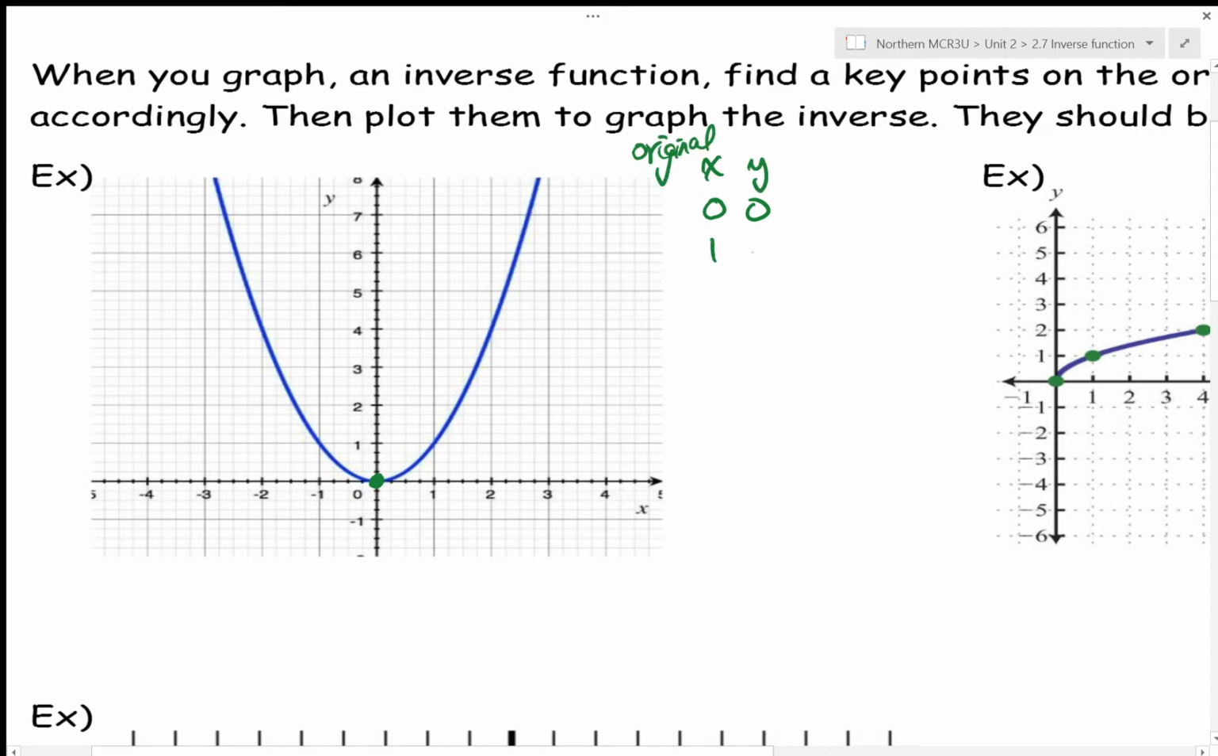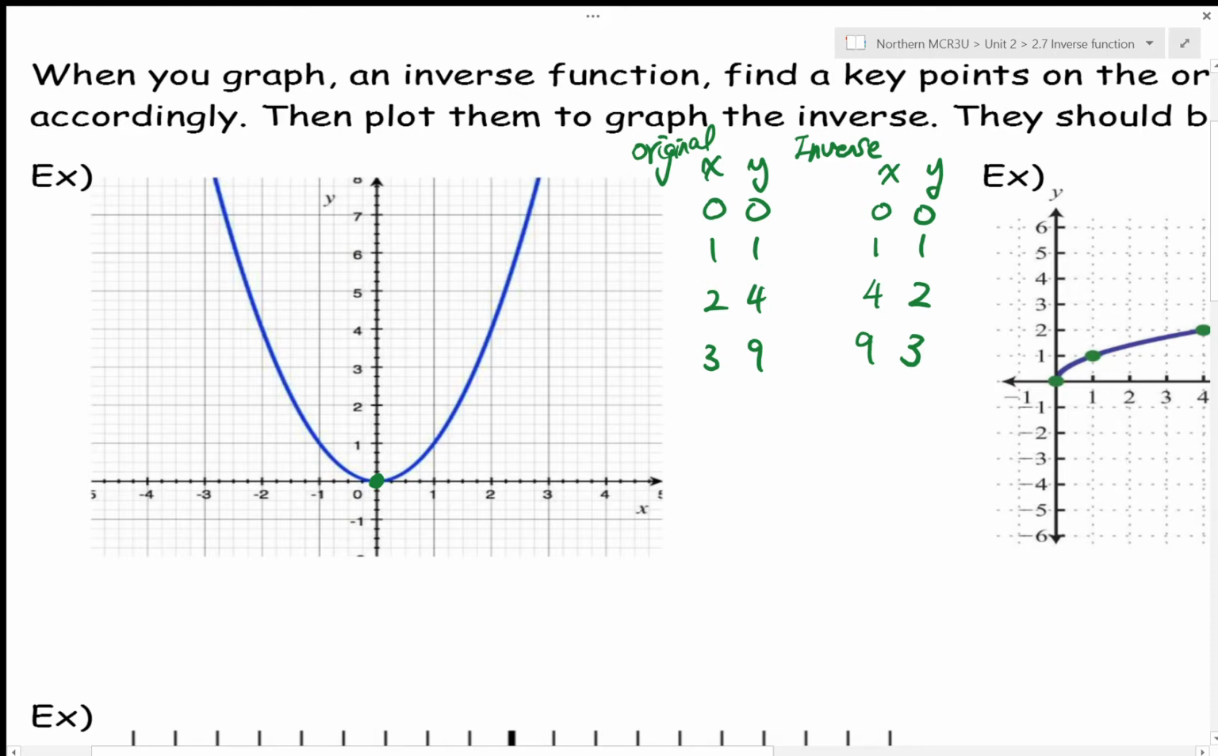And then I have 1, 1. I have 2, 4. I have 3, 9. So I'm just going to stop there. Now for the inverse then, the x and y switches, right? So from the original 0, 0 switches, doesn't really make any differences, same thing. But the inverse then switches to 4, 2, and then 9, 3.